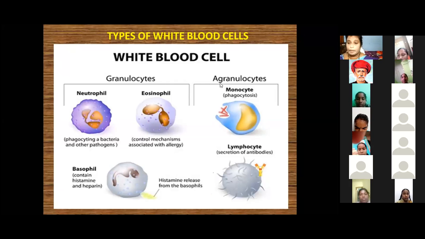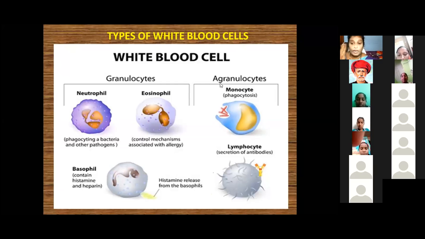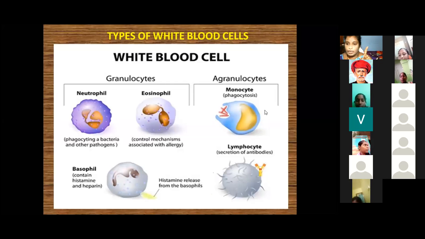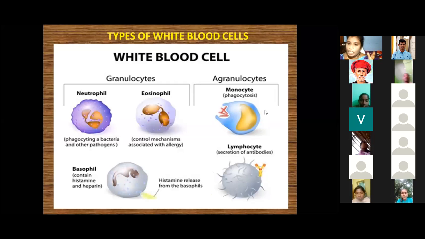Next, agranulocytes, how many types are there? Two types, ma'am. Okay, I will ask Nandini. Nandini only say how many types of agranulocytes are there. Two types, ma'am. What are they? Monocytes and lymphocytes. Okay. Can you understand this slide? Yes, ma'am. Shall I move to the next slide?